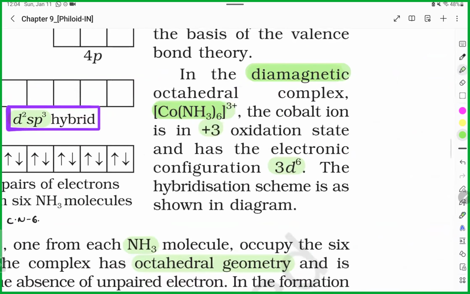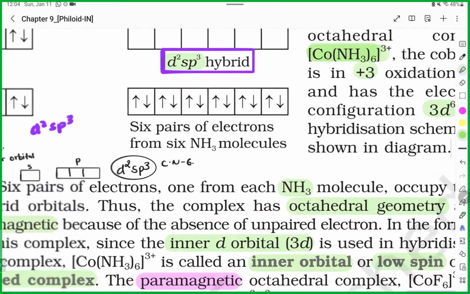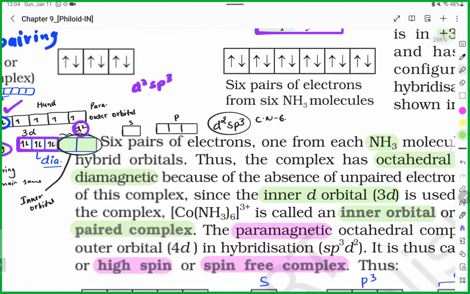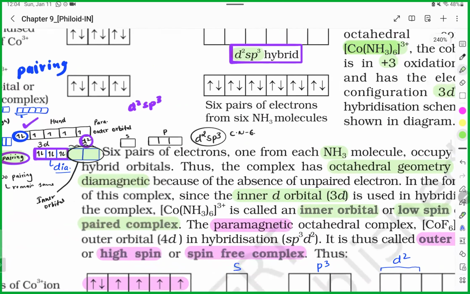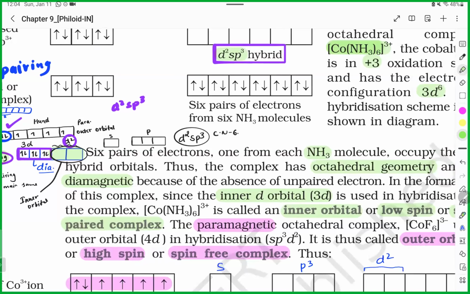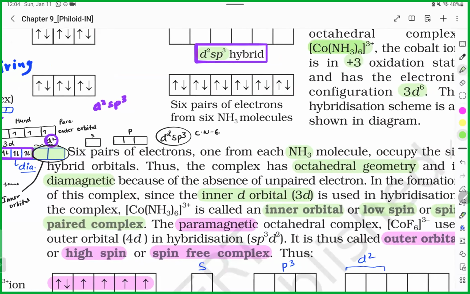Diamagnetic in case of this. What is the reason? The reason is ammonia is a strong ligand. You have 6 pairs of electrons, one from each ammonia occupying the hybrid orbitals. So the geometry will be octahedral. How do we know it is octahedral geometry? Because of 6 coordination. And it is diamagnetic. Why? Because ammonia is a strong ligand.